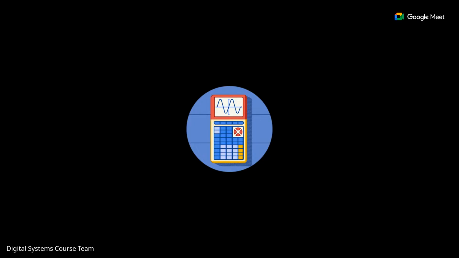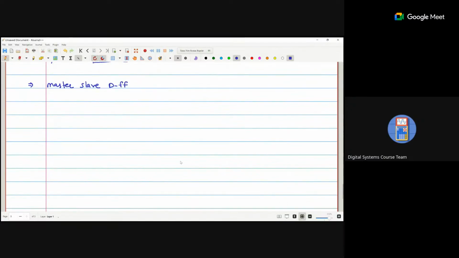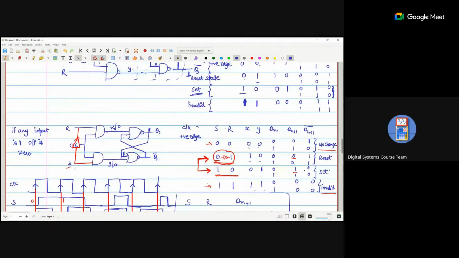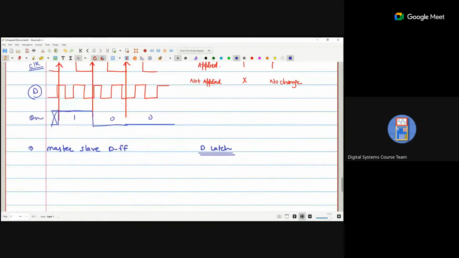Yes. So one is the master slave flip flop. D flip flop is available. One topic is the master slave D flip flop. Okay. So basically before that one, D latch. Okay, we already discussed the D latch. If we connect with the enable pin, this is the D latch.